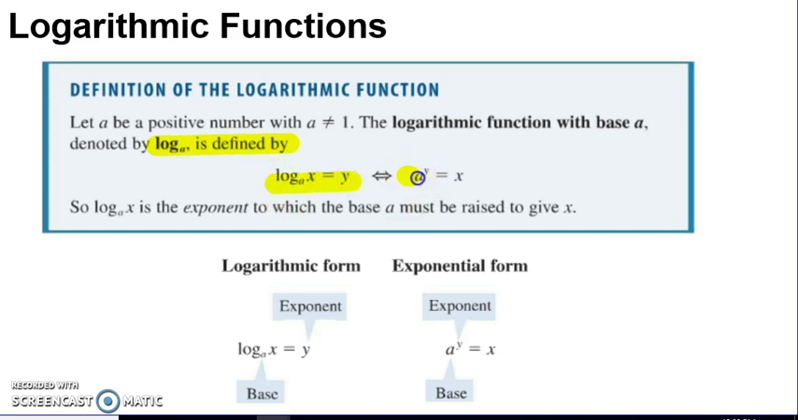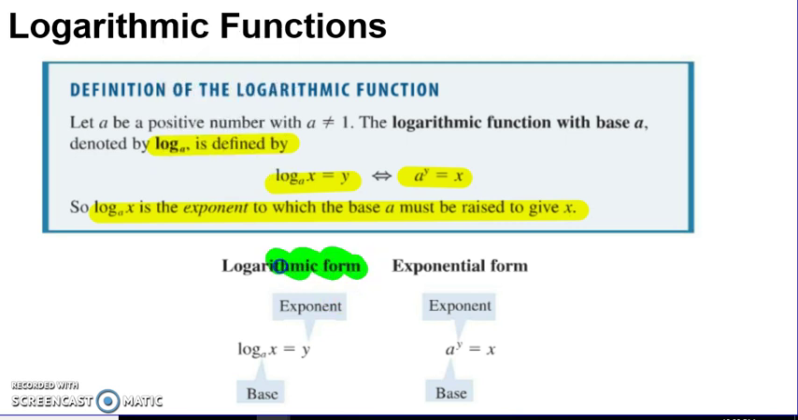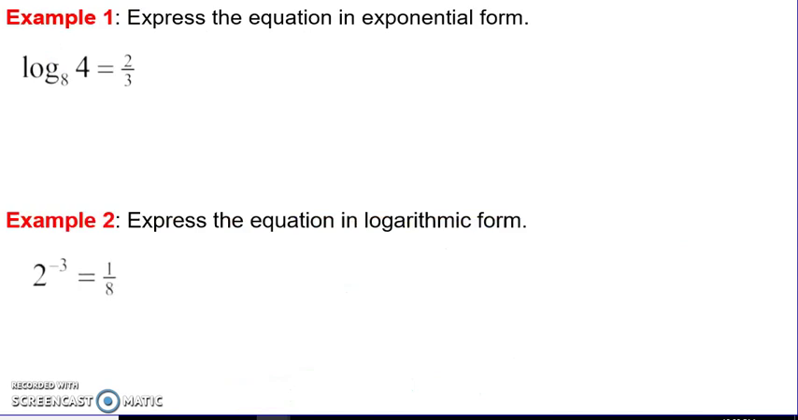And then this is how you would rewrite a logarithmic form to an exponential form. So log base a of x is the exponent to which the base a must be raised to give x. I would definitely make sure you know this. The logarithmic form is log base a of x equals y. Recognize that a is always your base, y is your exponent. And then your exponential form, a is your base, and y, notice where it comes, as the exponent. So we're going to look at some examples next.